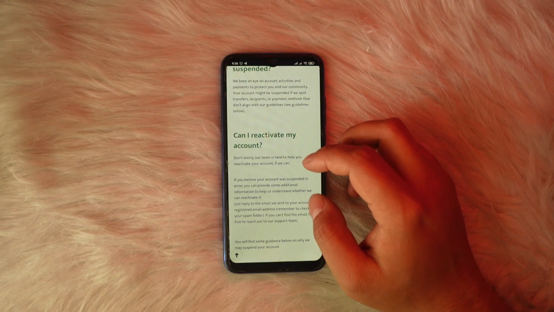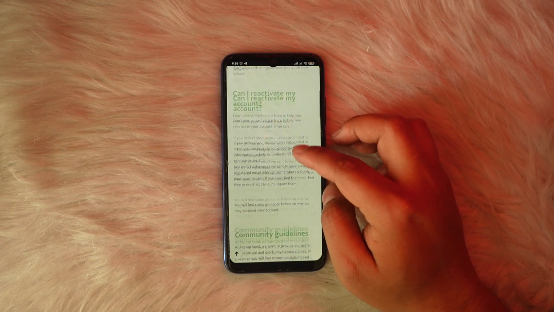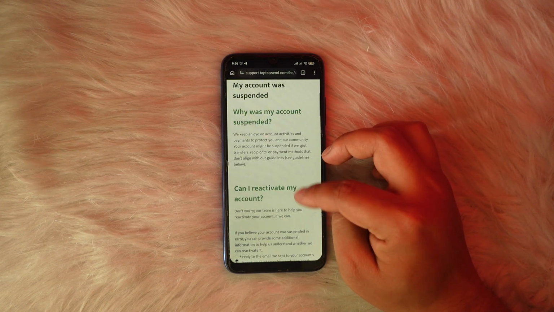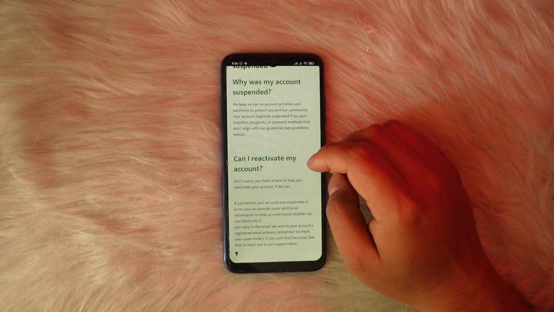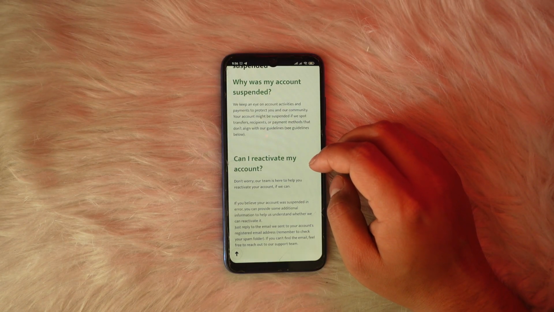Now, in this situation, what you can try out is reach out directly to TapTapSend support and ask for an account review. So if you follow the exact process that is shown, you can just ask for a review, and you also may need to verify your identity, which they may ask for a photo or an ID proof verification.